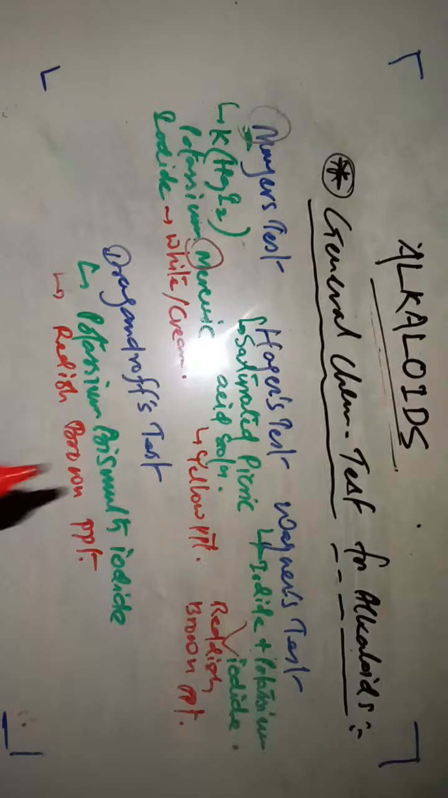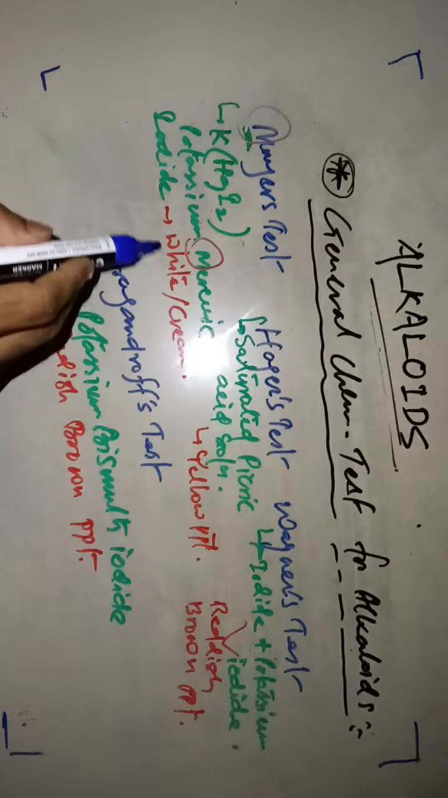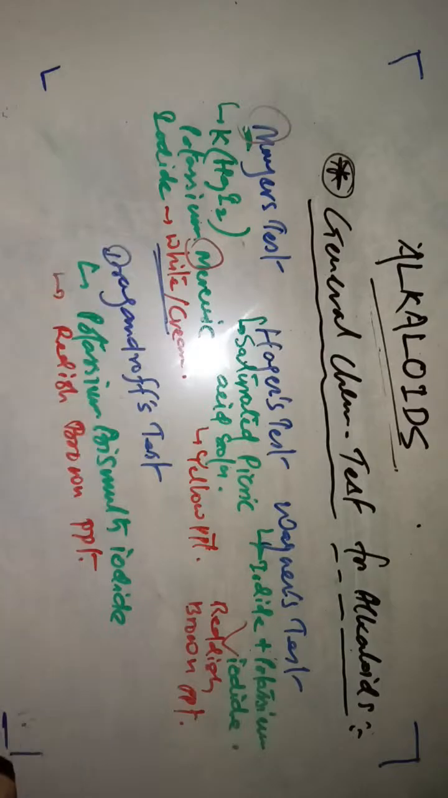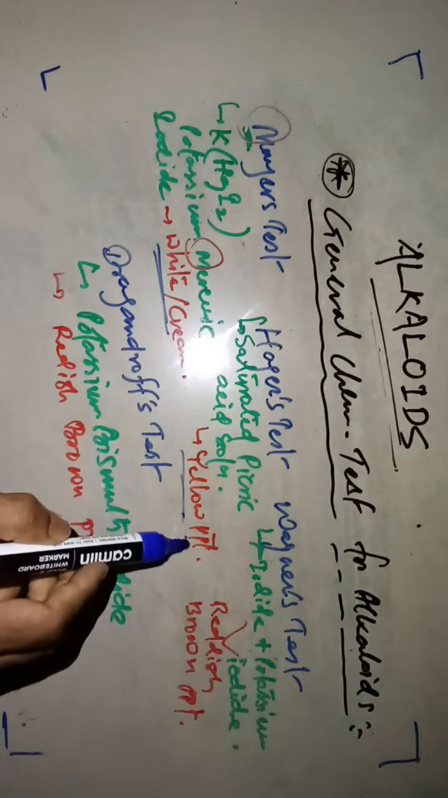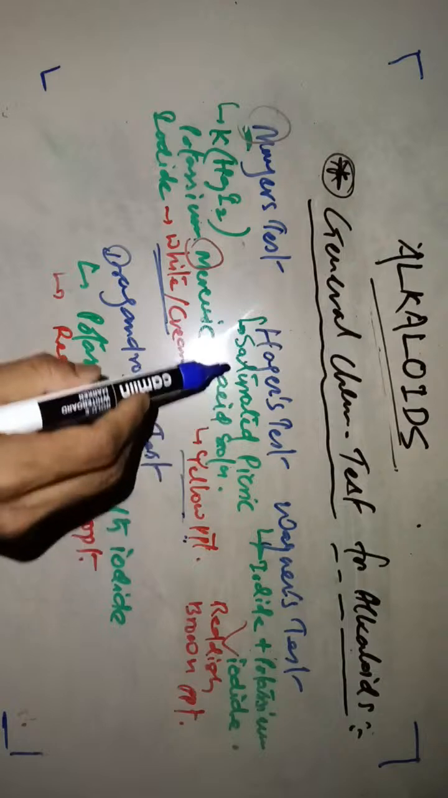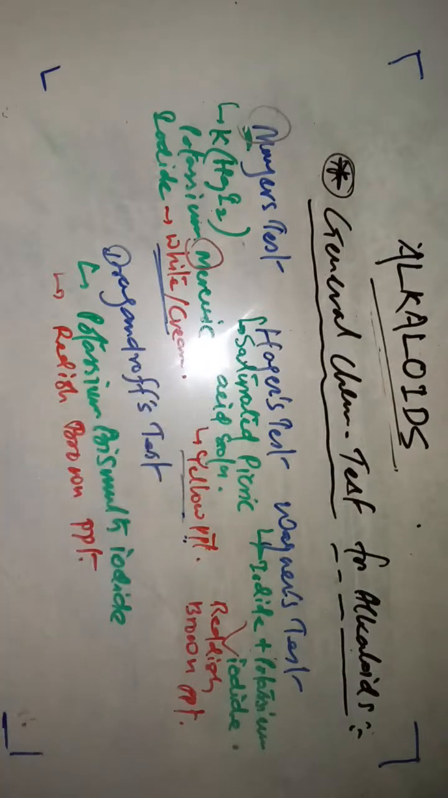Okay. Next point, Hager's test. In Hager's test, which reagent is used? Saturated picric acid solution. And what is the final color found in Mayer's test? That is white or creamy color. What is the final color found in the Hager's test? That is yellow precipitate. And what is the reagent? Saturated picric acid solution.